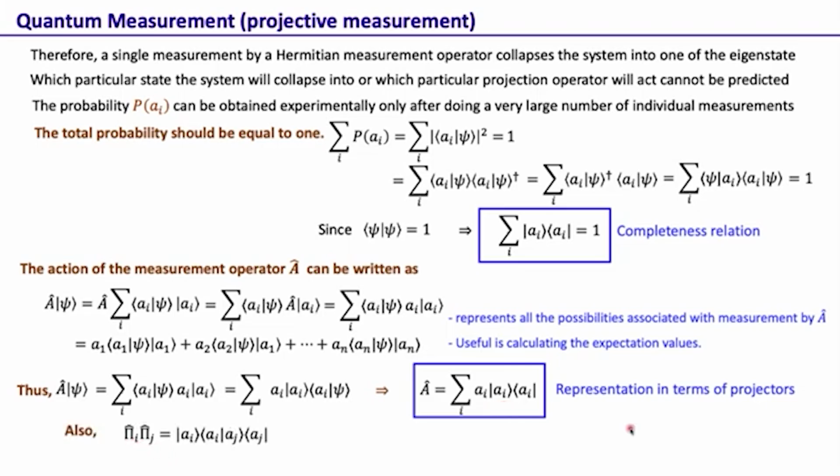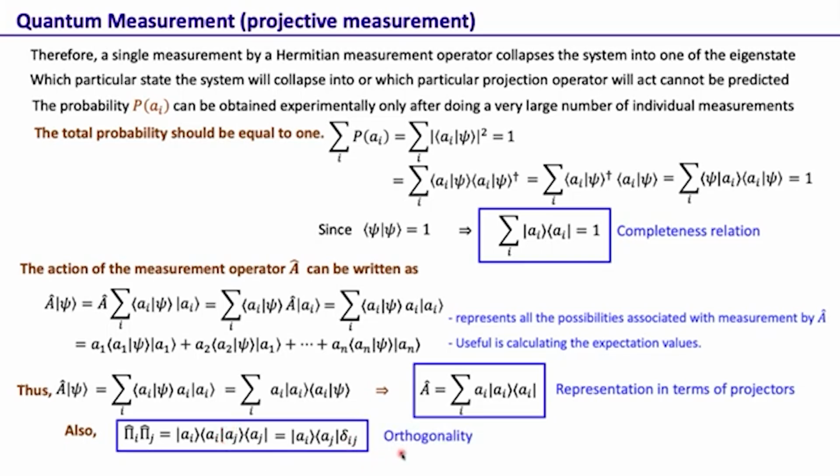Also, if we take two different projectors, we can see that they are actually orthogonal, like this. So this is P_i P_j, that is |a_i><a_i|a_j><a_j|. Since |a_i> and |a_j> are orthogonal, we get a delta function here, and so that's the orthogonality relation. So different projectors are orthogonal to each other.